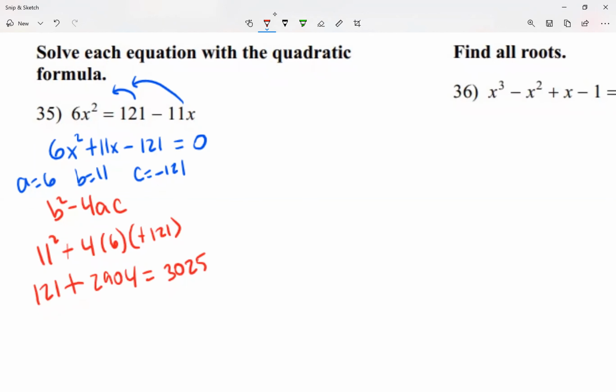But as a matter of fact, let me do the square root of 3,025 and I get 55. Okay, so that's not that bad.